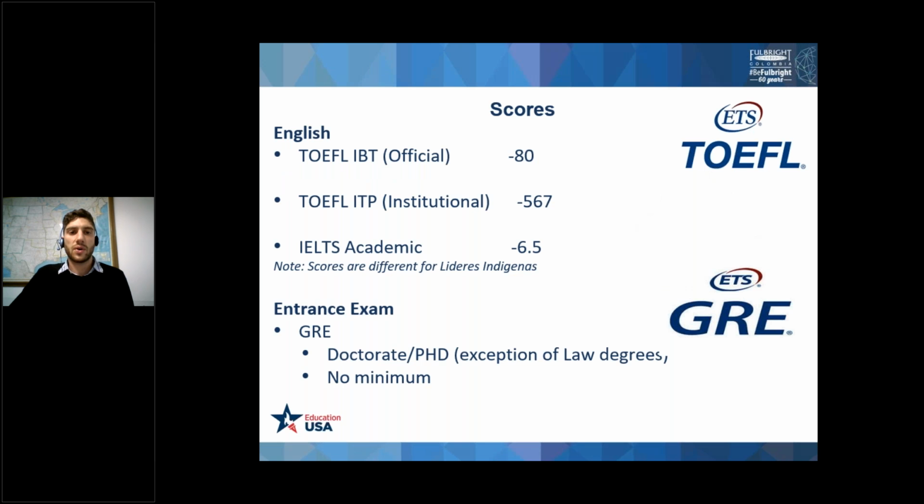So just to go over the scores: TOEFL iBT is 80, TOEFL ITP is 567, and the IELTS Academic is 6.5.